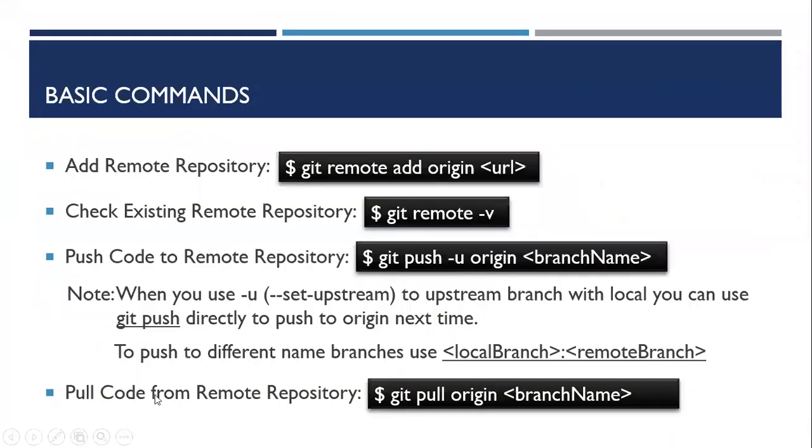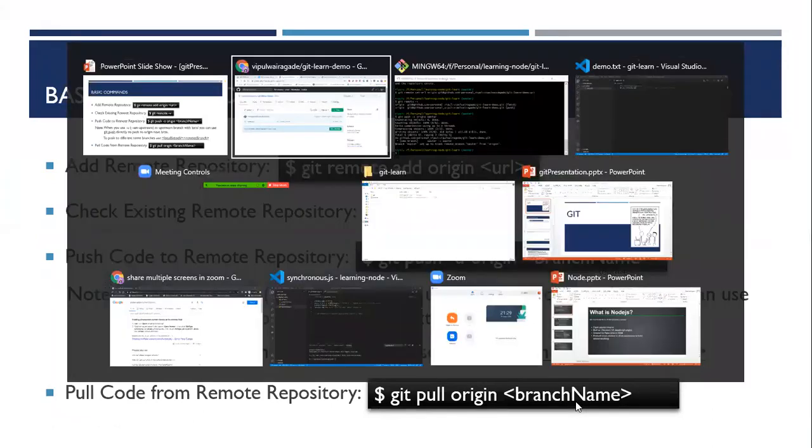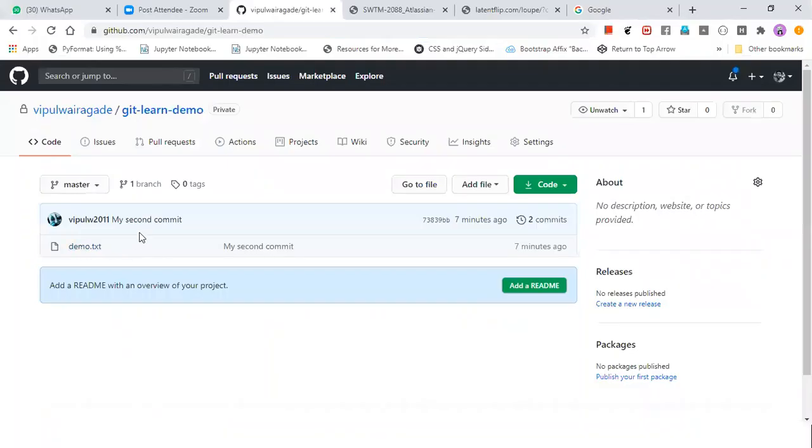For pull, to pull code which some developer has made to the same branch, you can use git pull origin and the branch name. Let's say I have a local Git repository already and I want to pull the changes made to this master branch. I will use git pull origin and the branch which I have to pull, master.